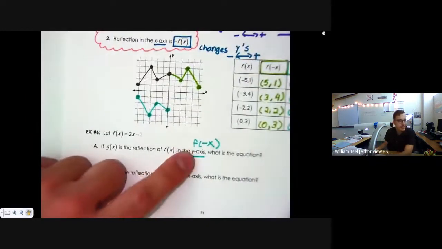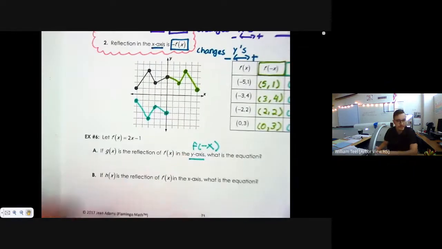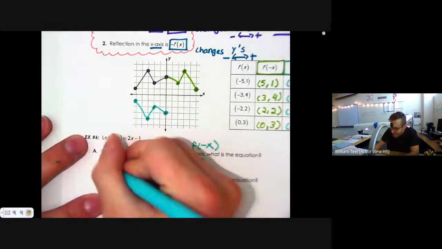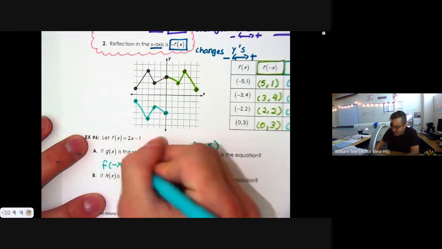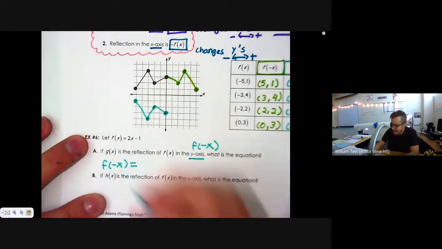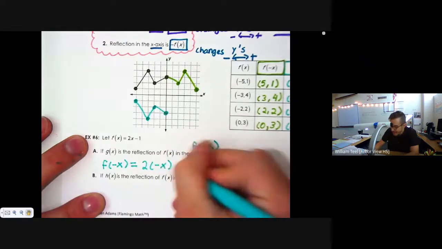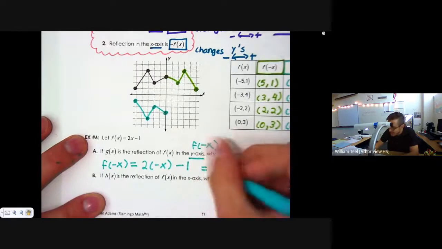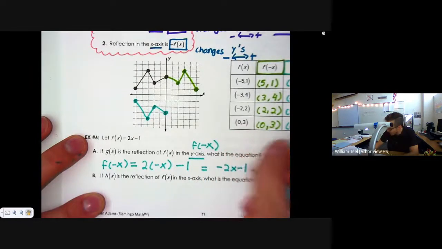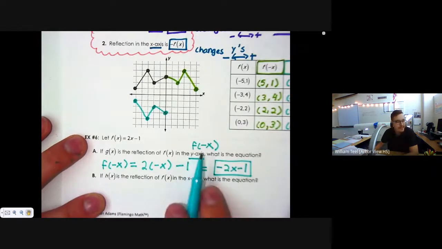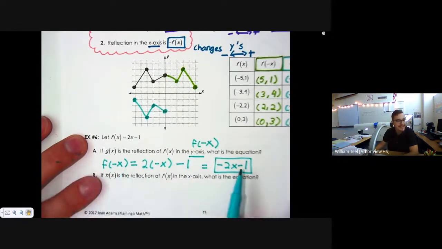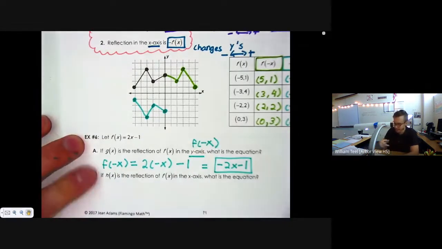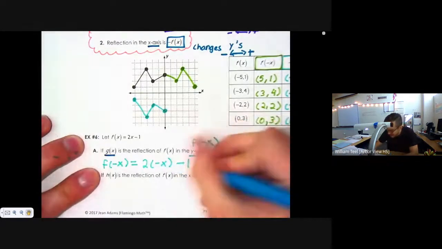So I'm going to go ahead and do this reflection right here. So I'm going to say f of negative x is equal to, so wherever I see an x, I'm going to plug in a negative x, 2 times negative x minus 1. 2 times negative x is negative 2x, so this is going to be equal to negative 2x minus 1. So once again, we have changed that input value to negative x, and g of x is now going to be negative 2x minus 1. Since we said before, that's what we're looking at, g of x here, I'm going to say g of x equals.